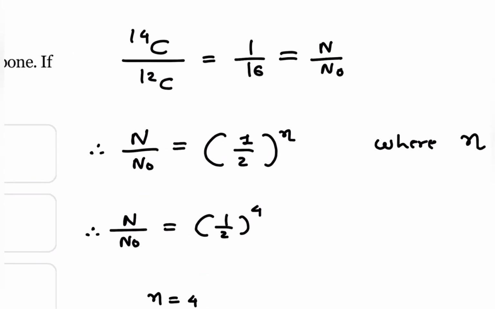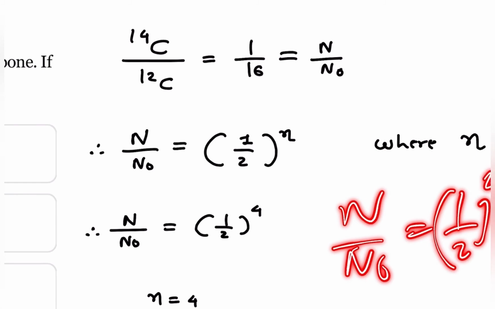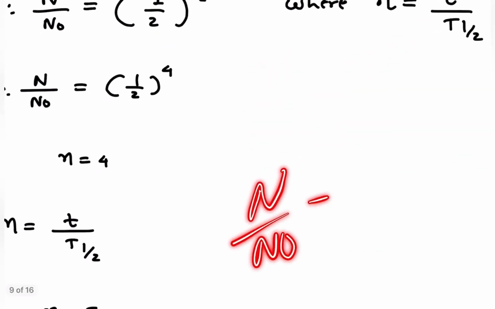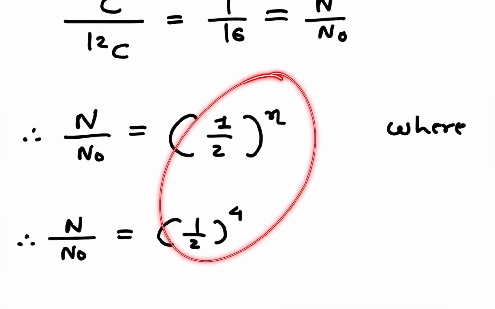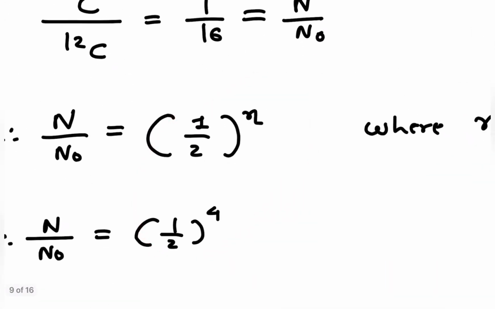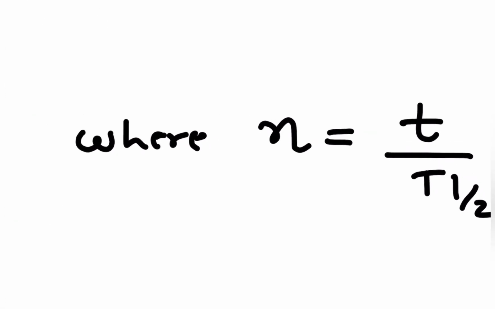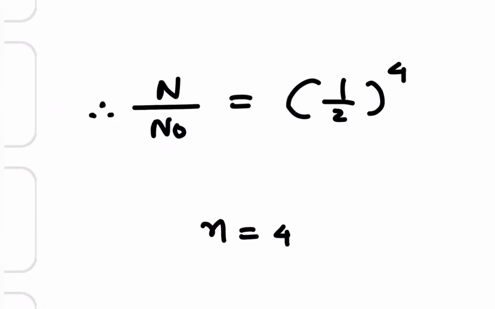given as N by N naught is equal to 1/16, where N represents the number of active or undecayed nuclei after t time, and N naught represents the number of active nuclei at t equal to 0 initially. So N by N naught is equal to 1/16, that means N by N naught is equal to (1/2) raised to 4, and N by N naught is (1/2) raised to n. If we equate these two equations, then the power becomes n is equal to 4, where n is nothing but the number of half lives equal to time t divided by half life T1/2. So your number of half lives is equal to 4.